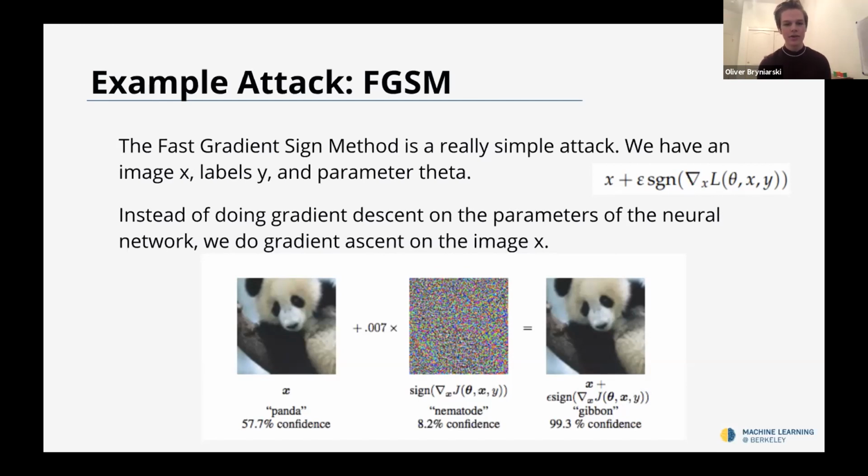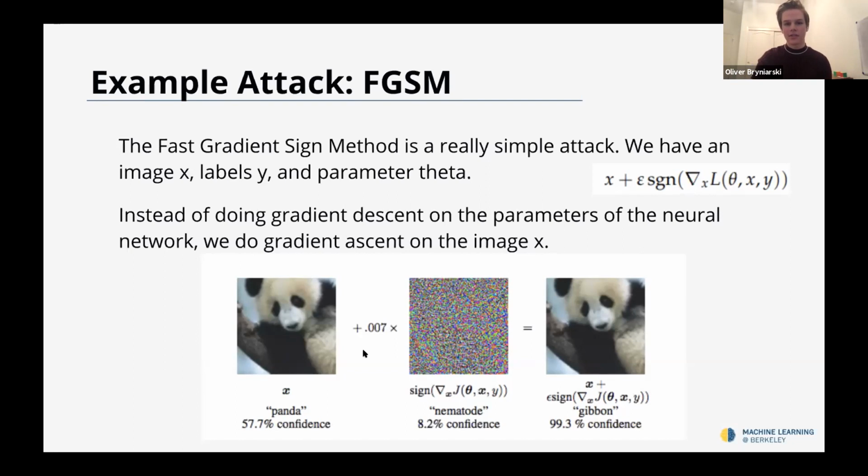And what you're doing is you take the image, and then instead of doing gradient descent on the parameters of a neural network like you'd normally do when training it, you do gradient descent on the image itself. So you take the gradient with respect to the image and you add that instead. And what this does is it forces your loss to increase when you add this perturbation.